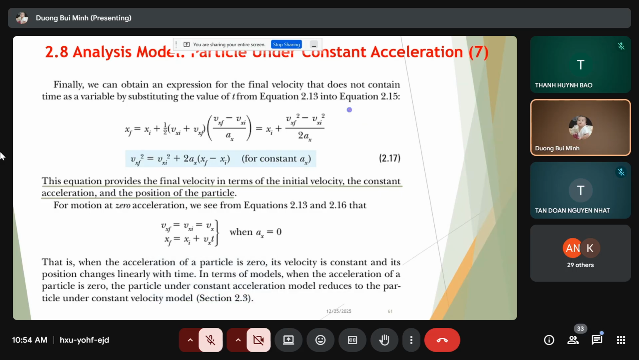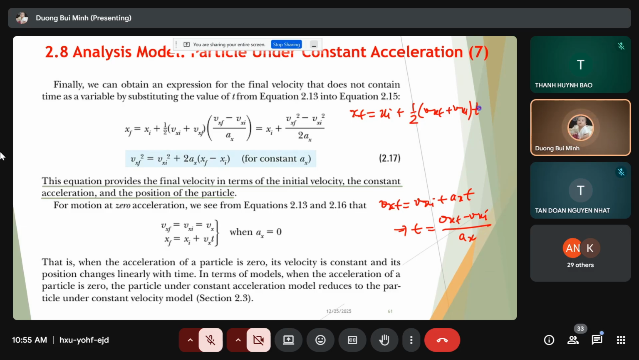Now, we come back to the second equation. We have xf is xi plus half Vxf plus Vxi times t. We discussed this one before. And you also remember, right? We also remember Vxf is Vxi plus axt. So that means t is Vxf minus Vxi divided by ax.